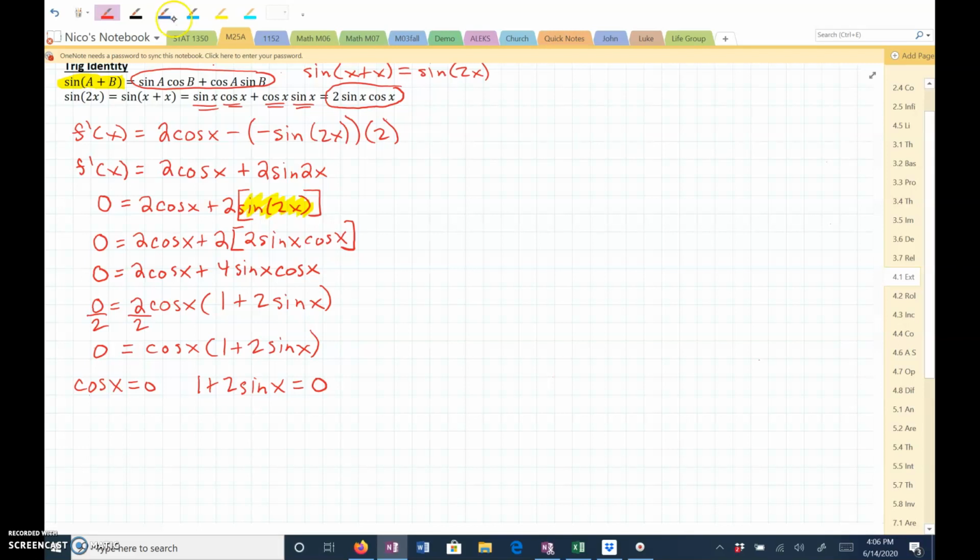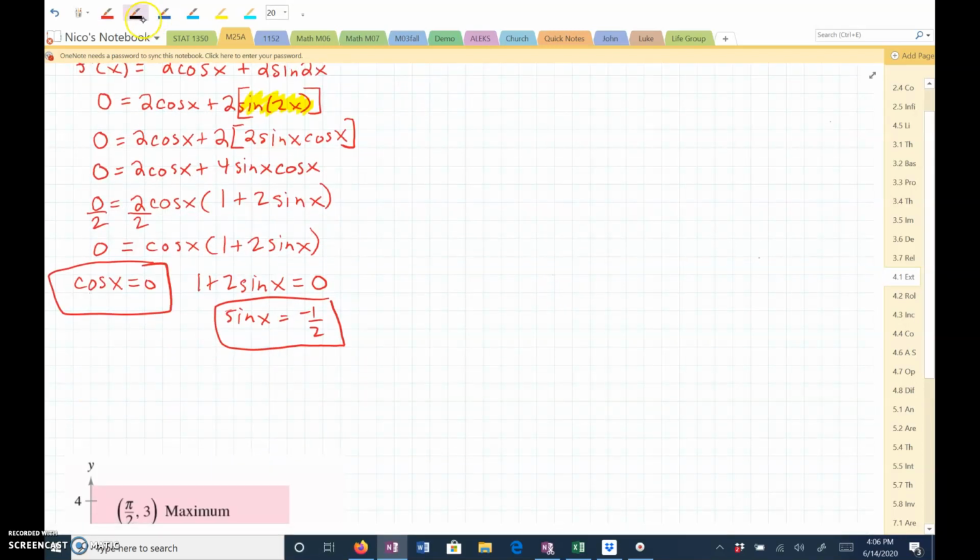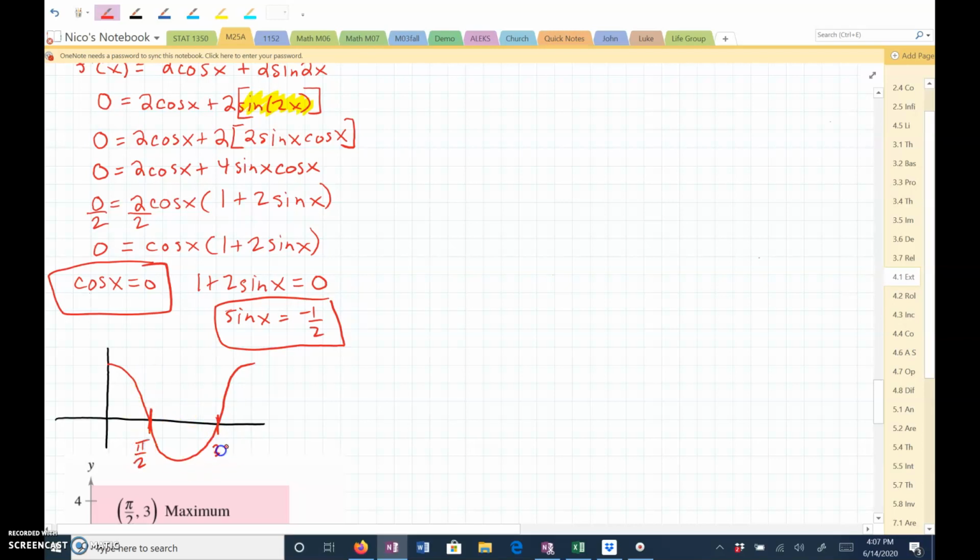So sine of x equals negative 1/2. Now I need to figure out the x values that make this true. Think about the cosine function. It's going to look like this. Cosine of x is going to equal 0 here and here, which would be pi halves and 3 pi halves. So cosine is 0 when x is pi halves and 3 pi halves.